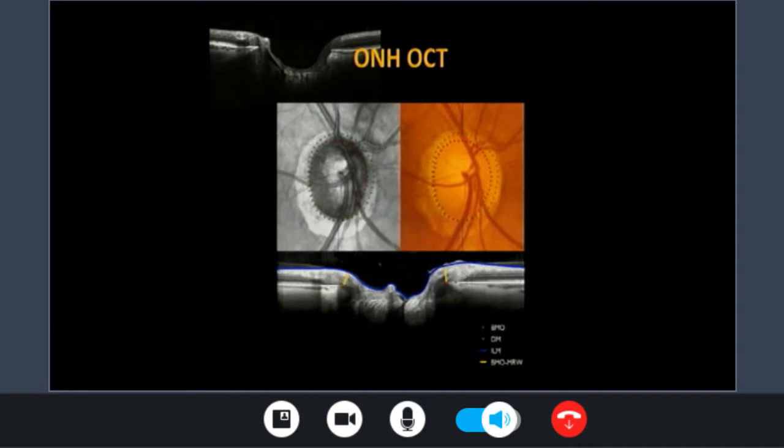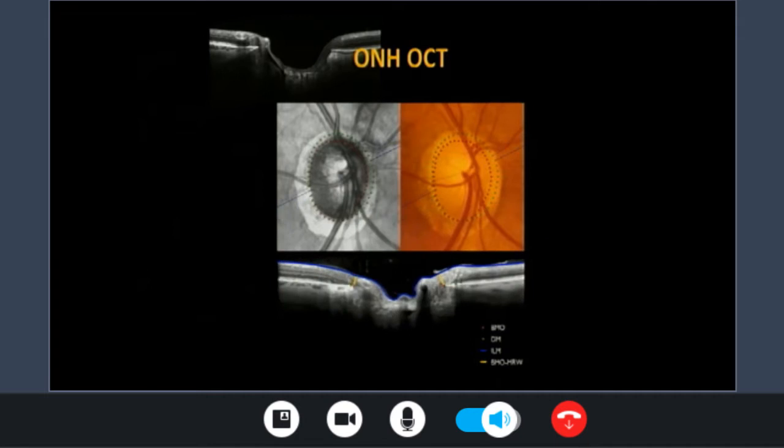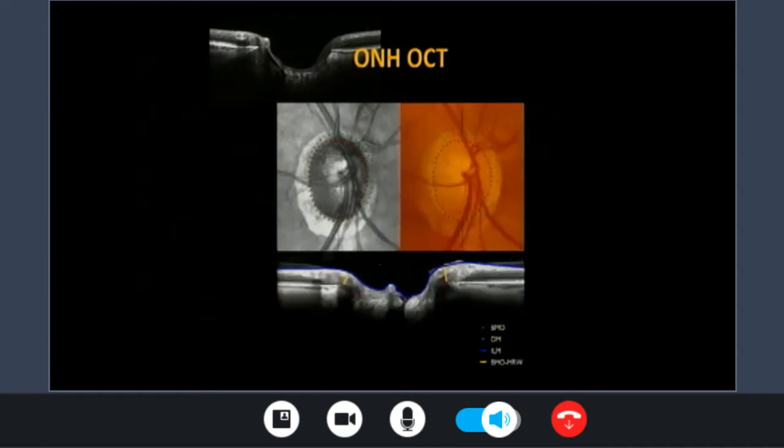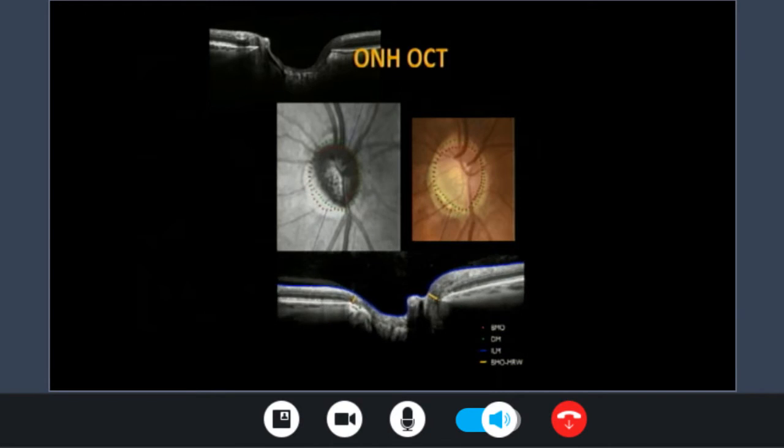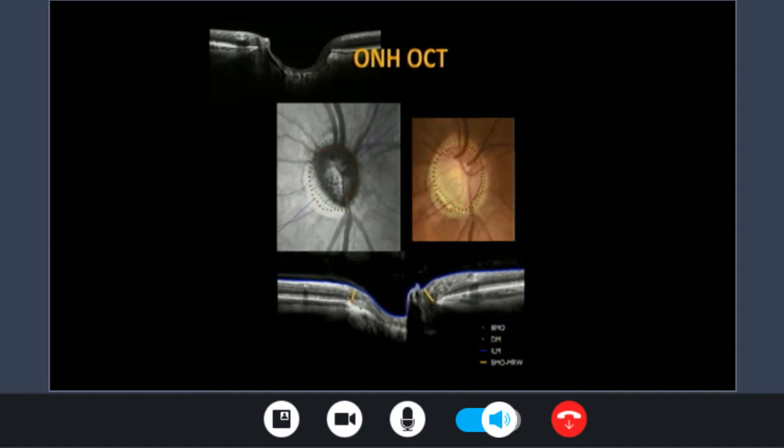This is an example as well in which an IR image was registered to the disc photo, and you can see here the mismatch between the clinically detected disc margin and the Bruch's membrane opening and the residual rim as well here. Another example in which you will have a little bit tilted disc in a high myope patient. You will have a mismatch between the clinically detected disc margin and the Bruch's membrane opening.